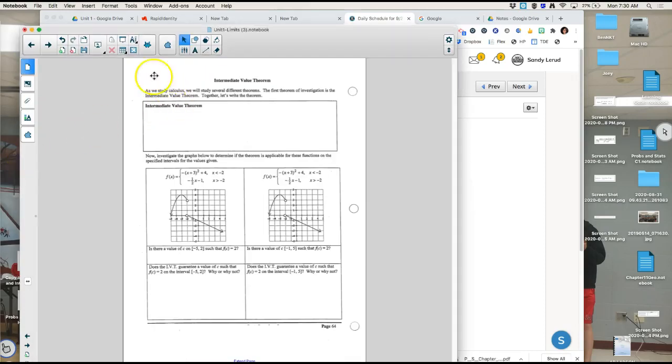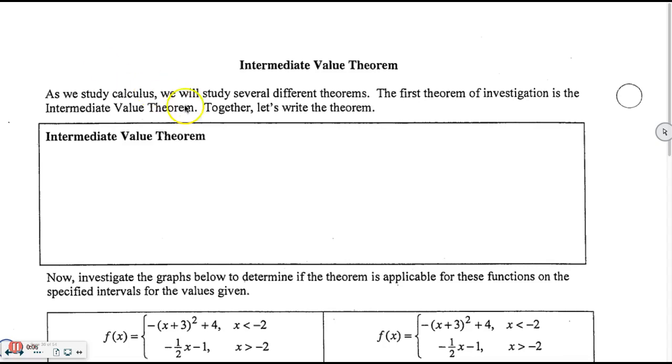So open your notes to the page that says the intermediate value theorem, and we'll go from there. So I'm going to explain it in words first.